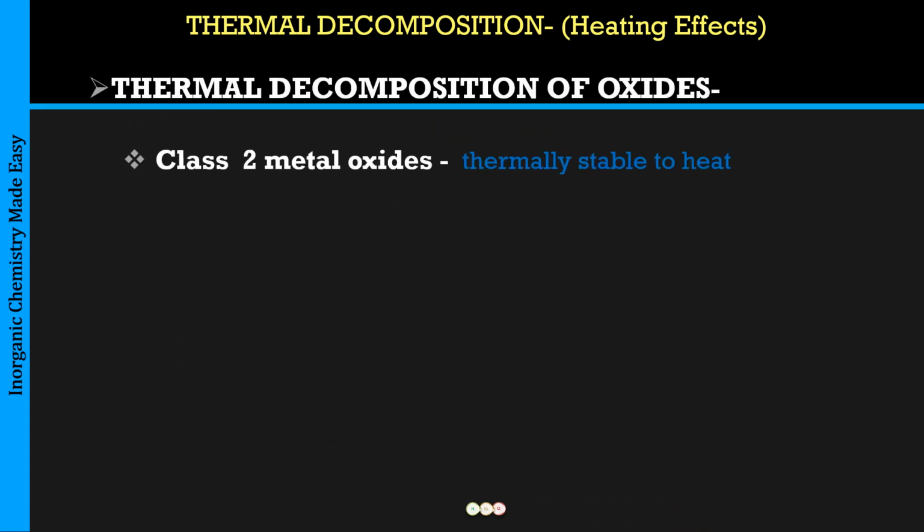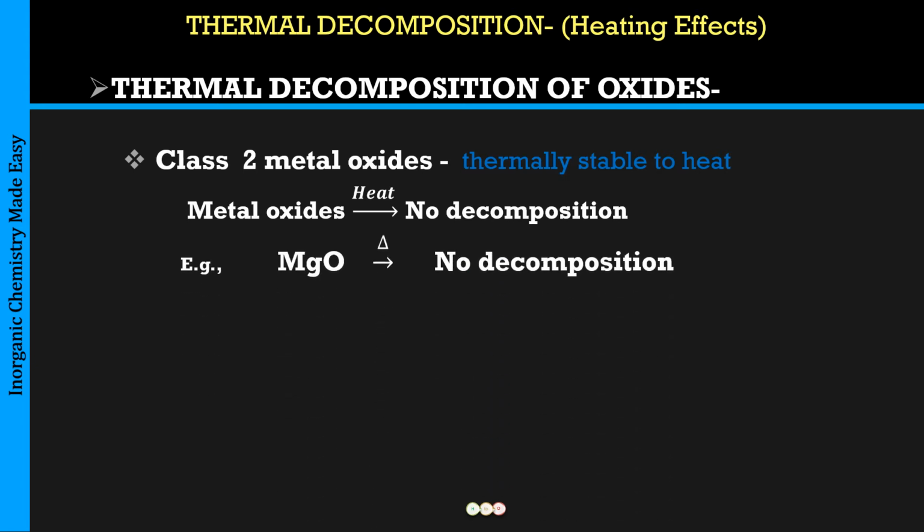So similar is going to be the case with the class 2 metal oxides. They will also be thermally stable to heat. That means that again, when we heat them, there is going to be no decomposition product that will be formed. Only the compounds which are in the solid state will be melting down into liquids.